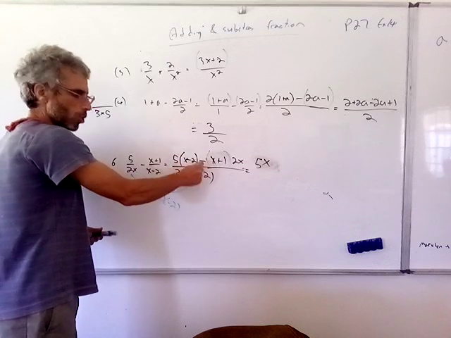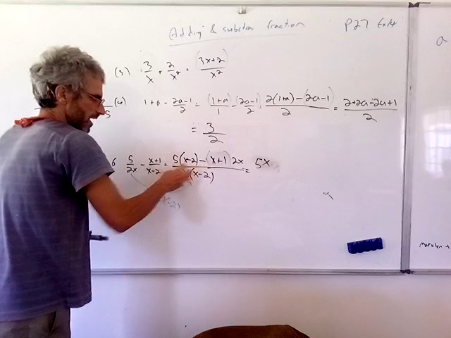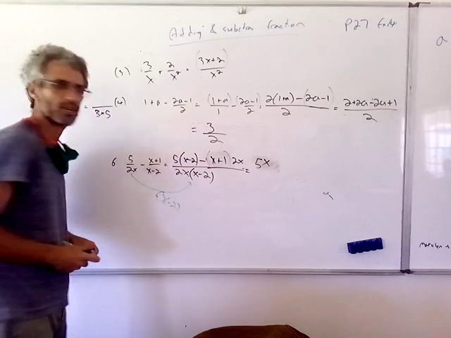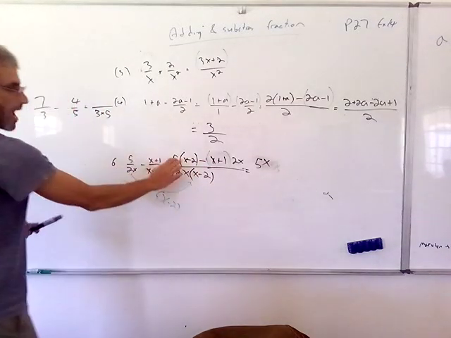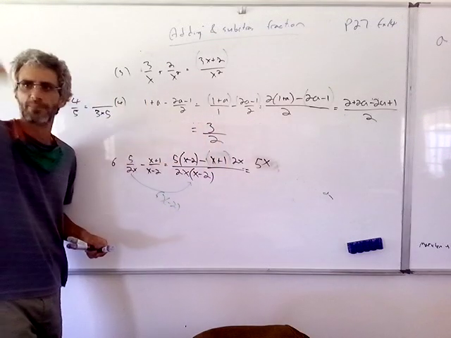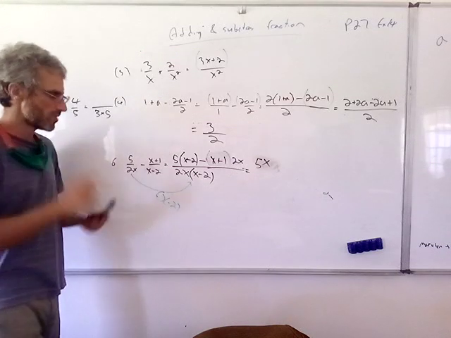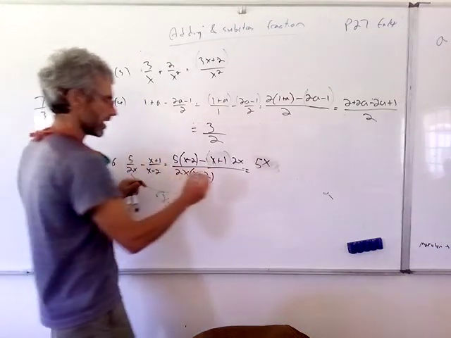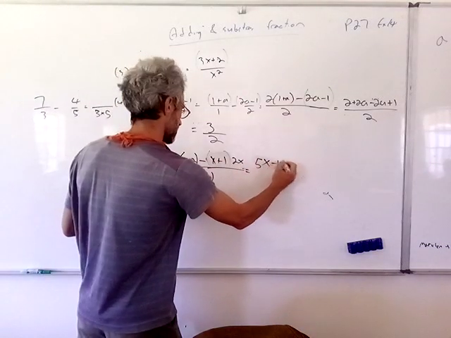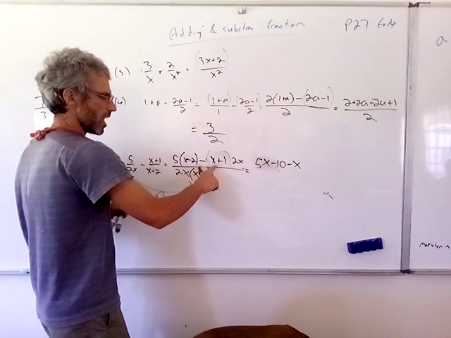If that sign was multiply, yes, I could cross cancel that with that, the x minus 2 and x minus 2. Remember, yes, I know there's times here and there's times there, but it's not all times. Everything needs to be times: brackets, times, brackets. Only then can I cross cancel. Very, very important. So 5x minus 10 minus x.